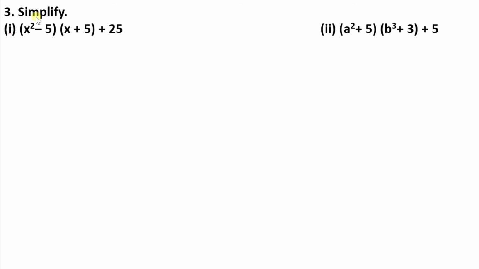Okay. Next, third main. Third main is also based on the product of two binomials. So for the product of two binomials, you need to add 25 in this first sum and 5 in the second sum. Let's multiply. It is x square minus 5 into x plus 5. I'll put one big bracket for the product of these two. Okay, plus 25. I'll write as it is.